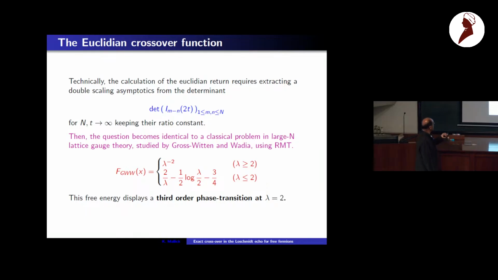And this problem was, again, analyzed by Gross, Witten, and Wadia. And these smart people were able to compute exactly the crossover function for all values of lambda, and they found a third order phase transition for the value lambda equal to 2. So that's a very classic result, very old, 40 or 45 years old.